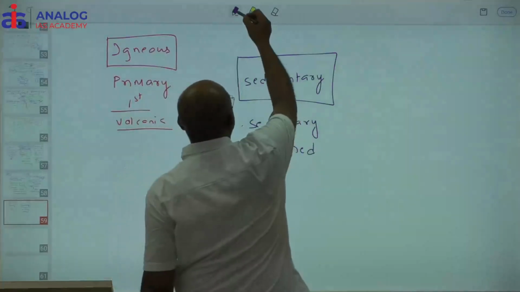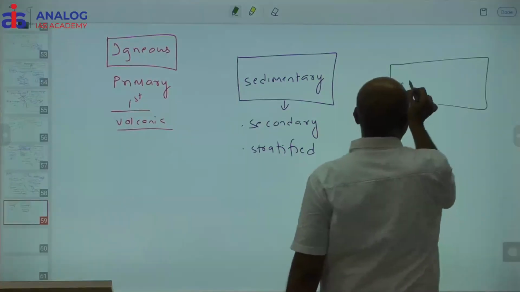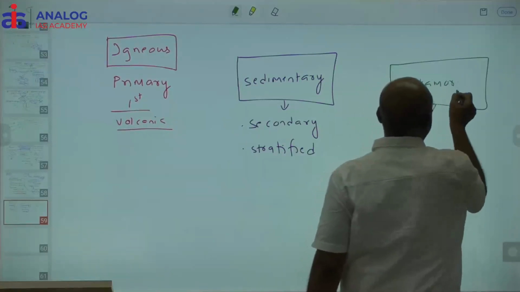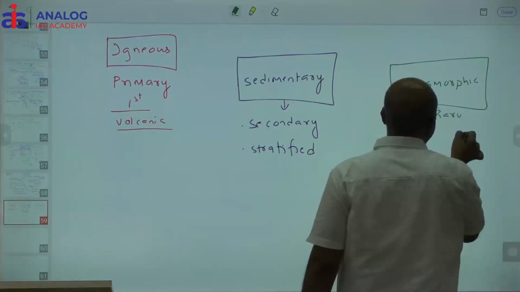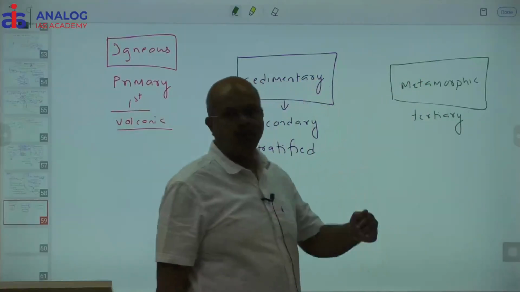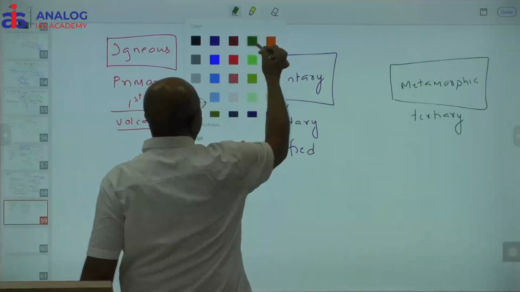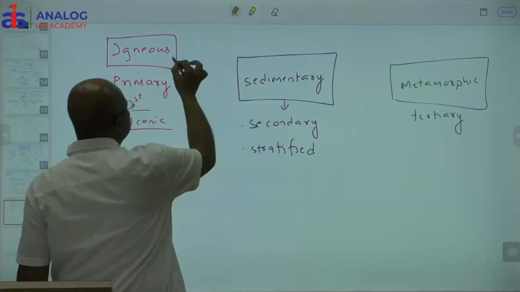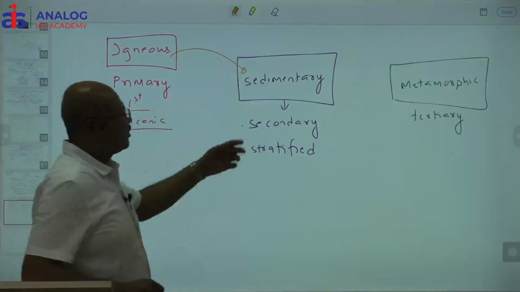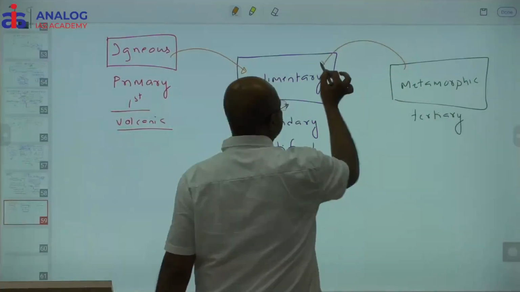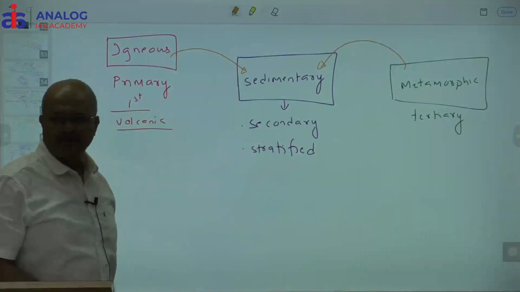Then the third category of rocks, we refer to as metamorphic rocks. They are also referred to as tertiary rocks. Morphic means changes. Changes. You understand? Sedimentary rocks can be derived from igneous rock. Sedimentary rocks can be derived from metamorphic rocks. Hence they are referred to as secondary rocks.